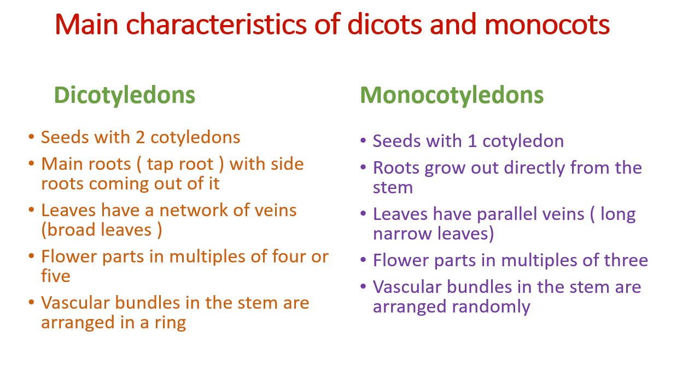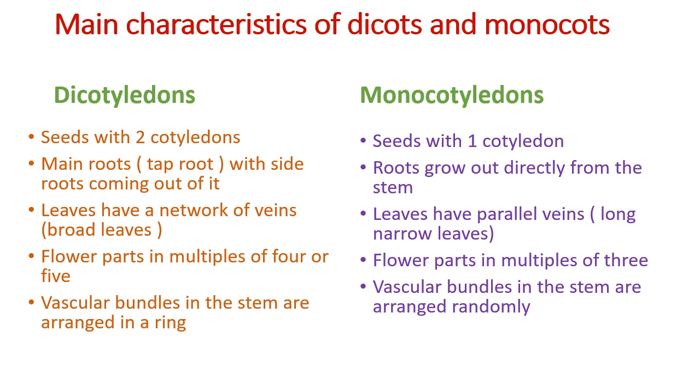Dicotyledons have a taproot system and monocotyledons have a fibrous root system. Taproot system has a main root which is going deep down and side roots attached to it. Fibrous root system has roots directly coming from the stem and all the roots are more or less the same size. Dicots have broad leaves with a network of veins, and monocots have long narrow leaves with parallel veins.